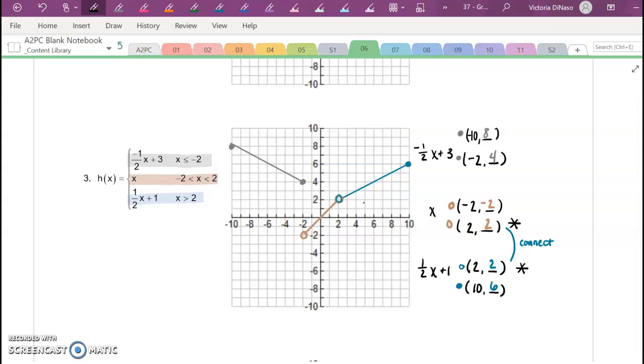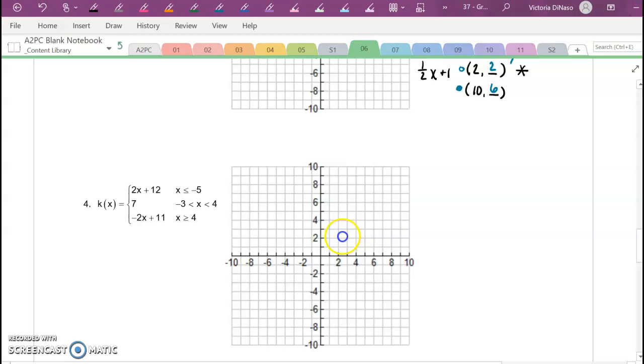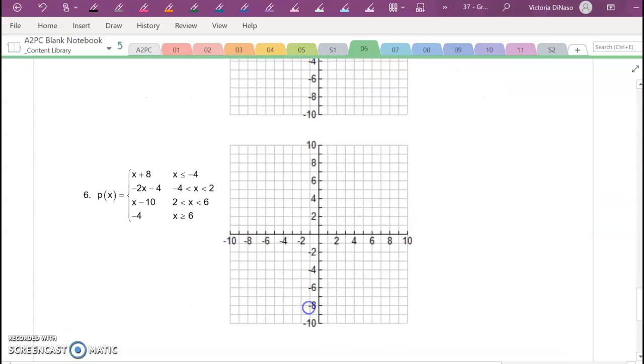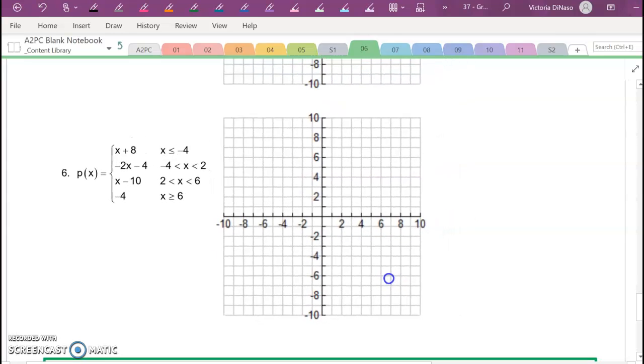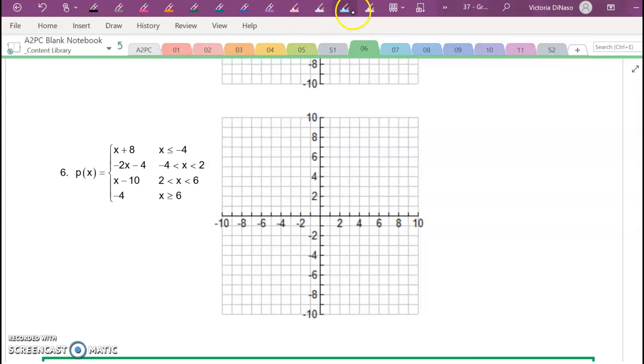We just have time for one more example together. Number 6. You could check the content library for numbers 4 and 5. So in number 6, we have 4 separate equations separated by intervals or inequalities. 1, 2, 3, 4. So we're going to start with x plus 8. So for x plus 8, we're going to start at negative 10. So I'm going to put negative 10 comma blank, and I'm ending at negative 4. So we're going to have negative 4 comma blank.